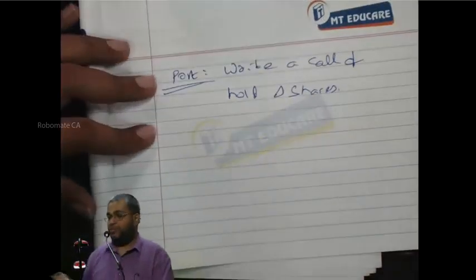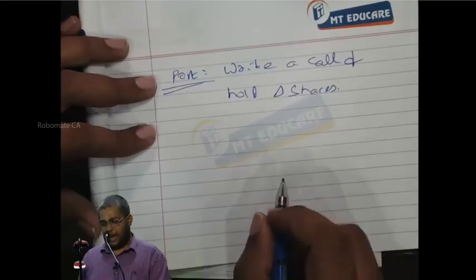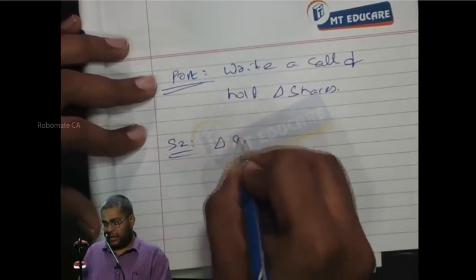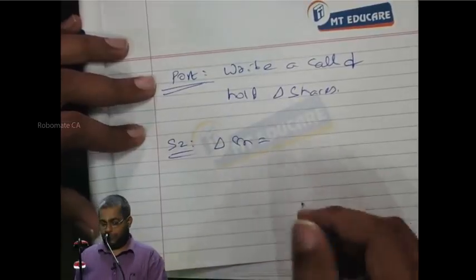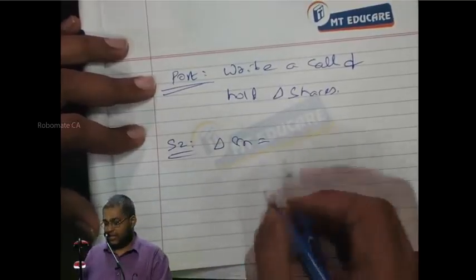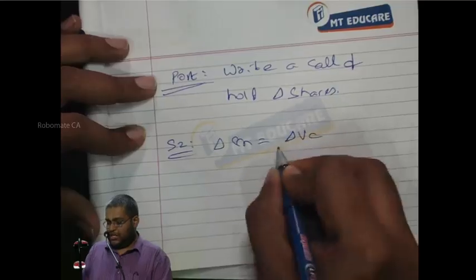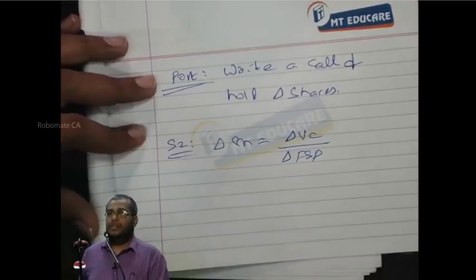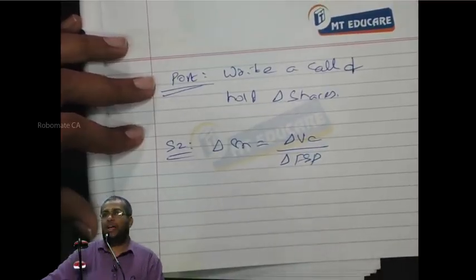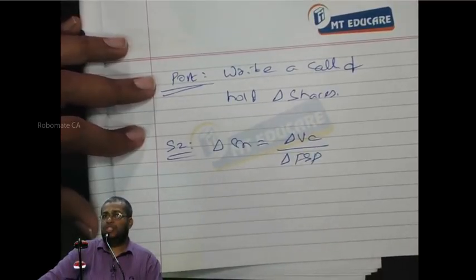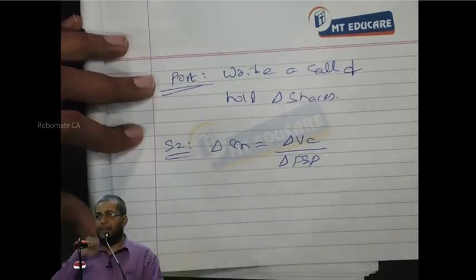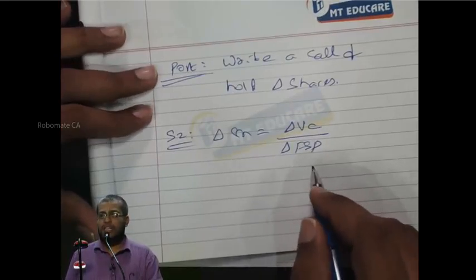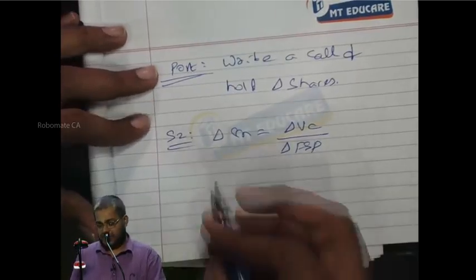Next, step 2: delta shares is equal to change in VC divided by change in FSP. Change in value of call divided by change in FSP. Can I proceed or not? Next, step 3.